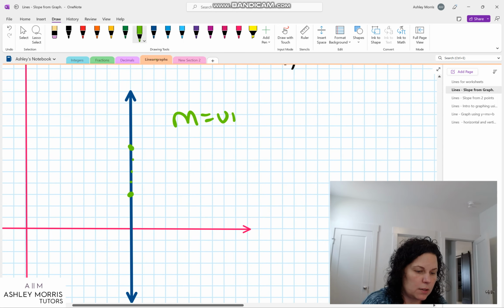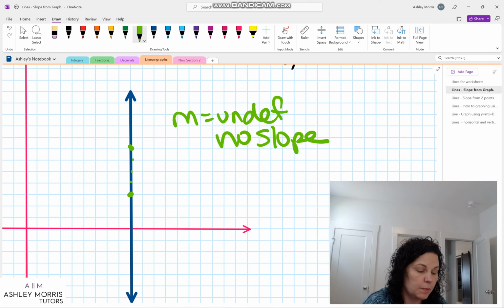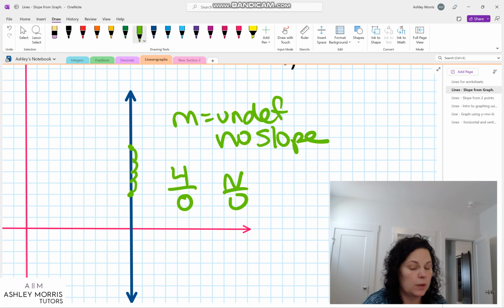All right, vertical line. Slope is going to be undefined. You can also say no slope. That's fine too. If you need to count, I went rise 1, 2, 3, 4, and I ran 0. That's a no. Can't do it. 0 on the bottom.